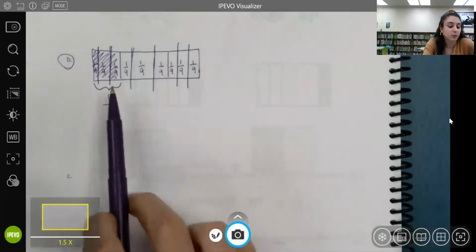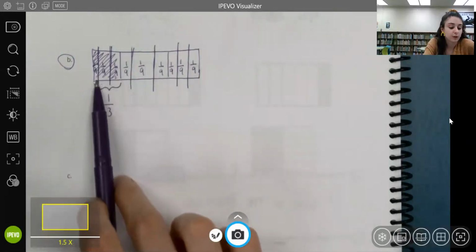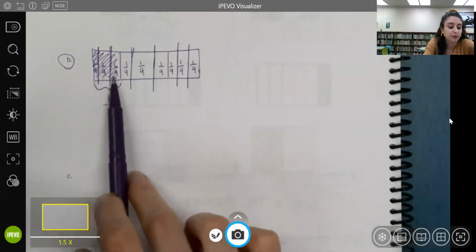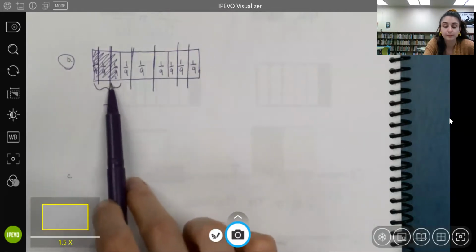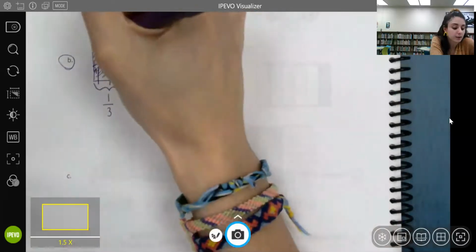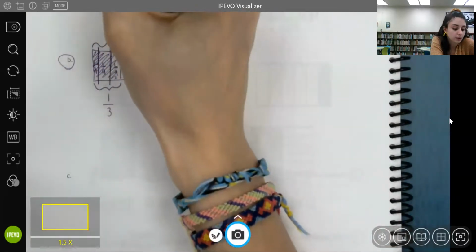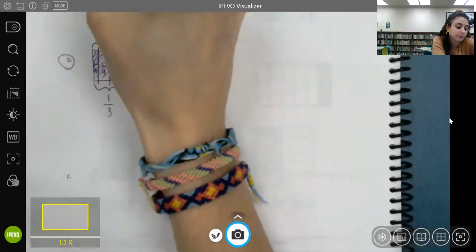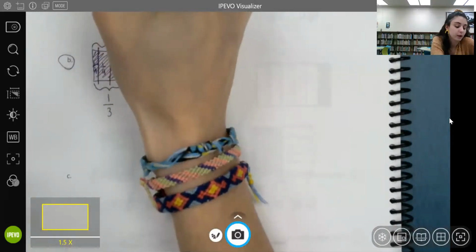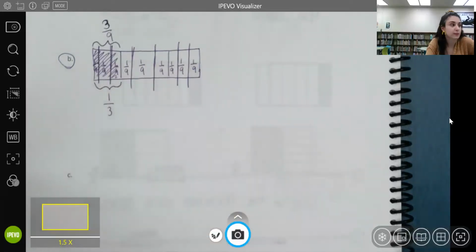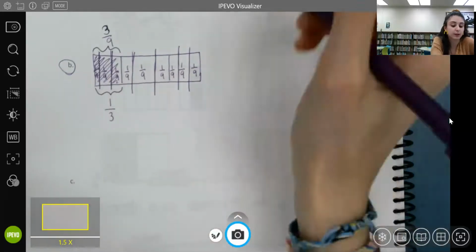So now as we can see, 1/3 is this first box. So now how many ninths are in that first box? If you said 3 ninths, you are correct. So we're going to write 3/9. So this entire box equals 3 ninths or 1/3. So let's see how we solve to get there.